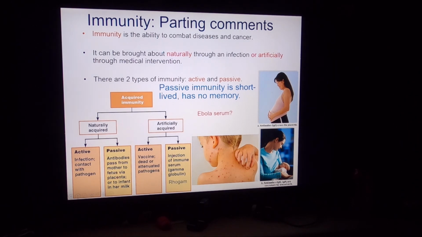We even did this back several years ago for Ebola. So when we had a guy that came back to the U.S. who had Ebola, I believe he was a doctor over there for a period of time. And boy, his immune system just tore right into Ebola.